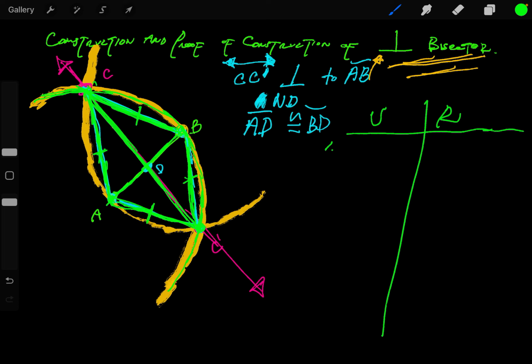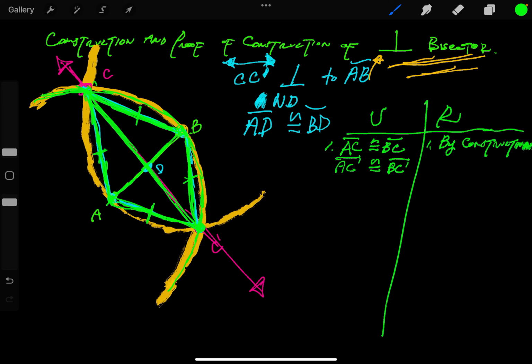So I'm going to say it how I want it. I'm going to say AC is congruent to BC. I'm going to say that AC prime is congruent to BC prime. And I'm just going to say by construction. It's really because we know that these are equilateral triangles that I could state this fact. And then I'm going to say the redundant one. I'm going to say that this C prime segment is congruent to itself by reflexive.